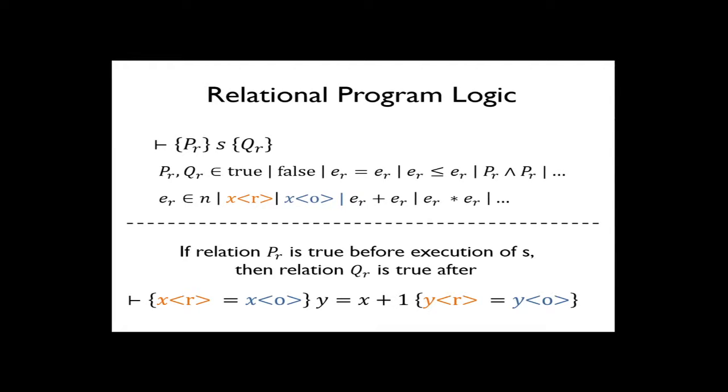So for example, if I can prove at some point that x has the same value between my original program and my relaxed program, and I execute y is equal to x plus 1, then I can also prove that y will have the same value afterwards. So now using this change, we can go ahead and modify the way we think about this assertion rule and implement our verification approach.